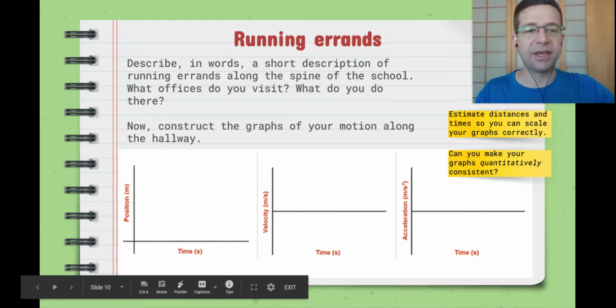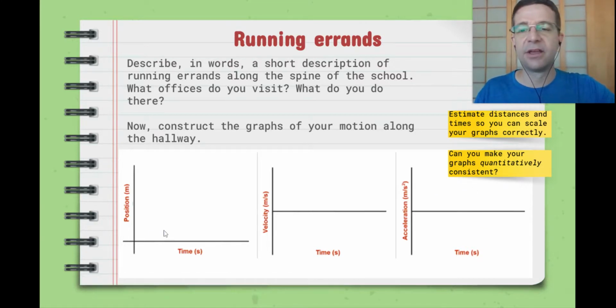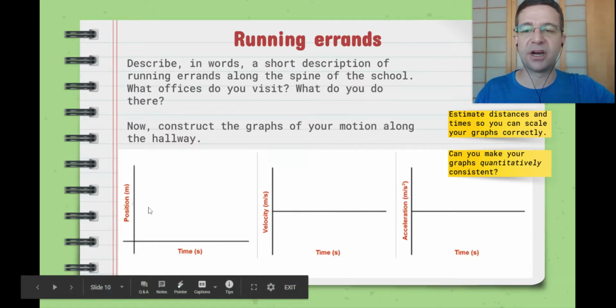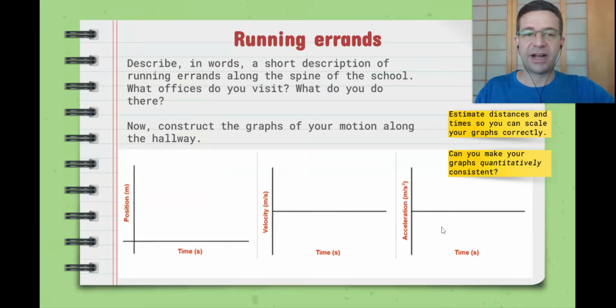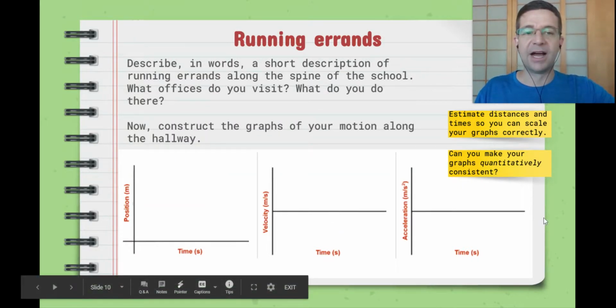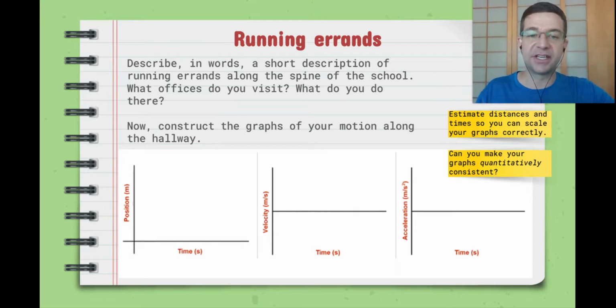And then do what you can to make your graphs quantitatively consistent, so that if you take a certain amount of time to cover a certain amount of distance along the hallway, your velocity is numerically accurate. This is going to be a challenge, but it will give you a really good sense of how well you understand this material. So go ahead and pause for 5–10 minutes and work on that. Okay, excellent. Please share your graphs with me so that I can take a look at those and help you think through any changes that need to be made, or just congratulate you on getting all of your errands done.